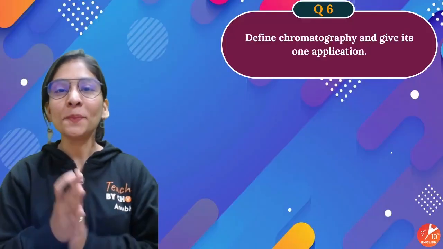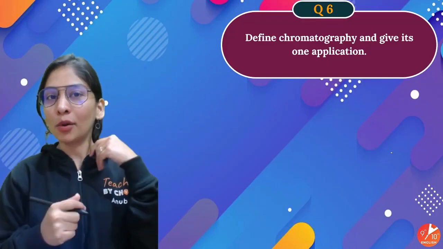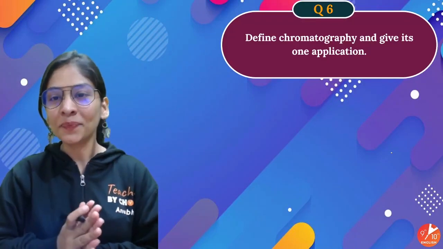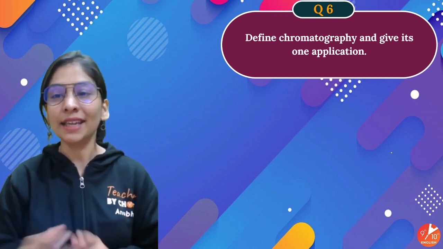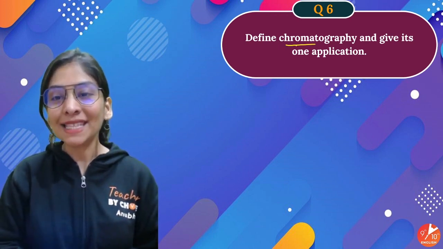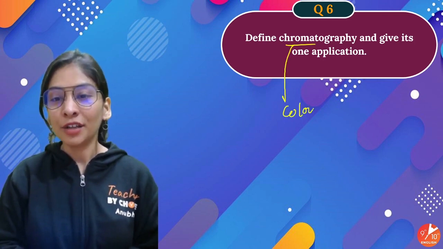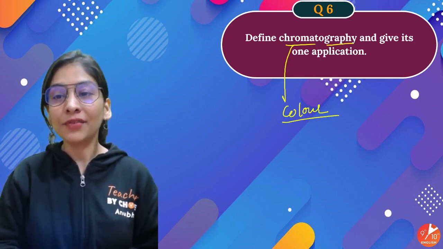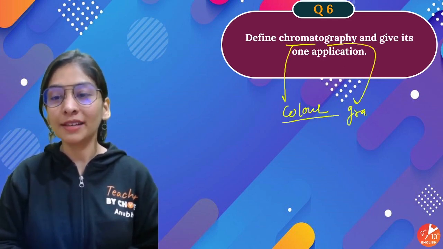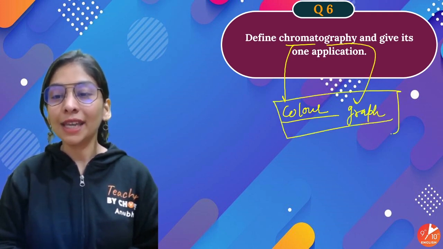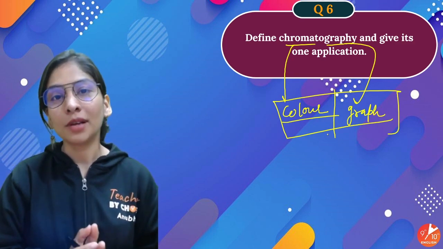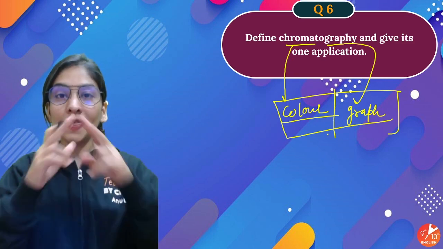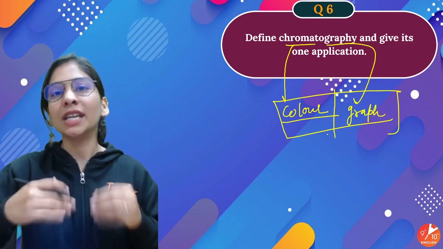All right, everyone. Now this is the time for question number 6. Easy peasy. Define chromatography and give its one application. Oh, that's easy. Chroma basically means nothing but color. So what exactly is chromatography? Chroma means color, graphy means graph. So chromatography in the very beginning was used to separate the color components from a substance, in terms of a graph, in terms of having it on a paper.